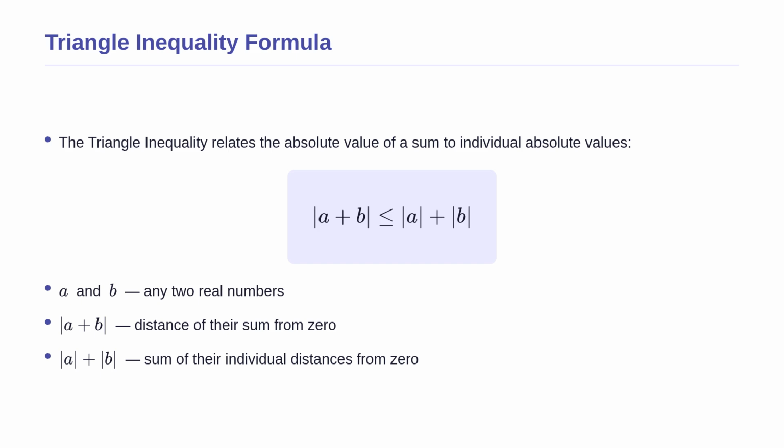The variables A and B represent any two real numbers. The left side is the distance of their sum from zero. The right side is the sum of their individual distances from zero. If the magnitude of either variable increases, the right side grows proportionally. However, if A and B have opposite signs, increasing one might actually decrease the left side because they cancel each other out. This physical cancellation is exactly why the left side is always less than or equal to the right side.